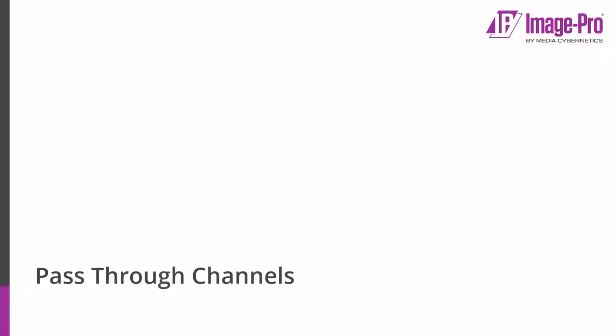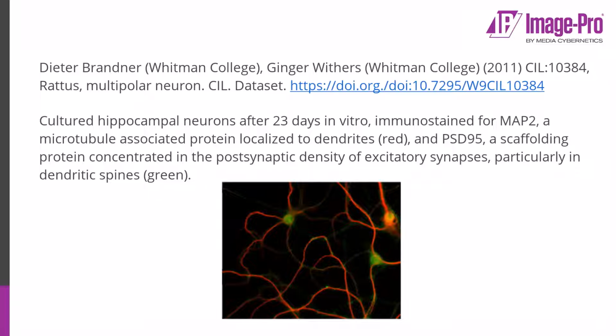Let's move on to consider pass-through channels. And by pass-through channels, I mean channels on which you don't wish to apply the deconvolution algorithm. You just want to pass it through unchanged. To illustrate this, I'm going to use a dataset that I've downloaded from the Cell Image Library. This is image 10384 from Bradner and Withers. And this is an image of hippocampal neurons. They've been immunostained for MAP2, which labels dendrites, shown in red, and PSD95, which labels dendritic spines, shown in green.